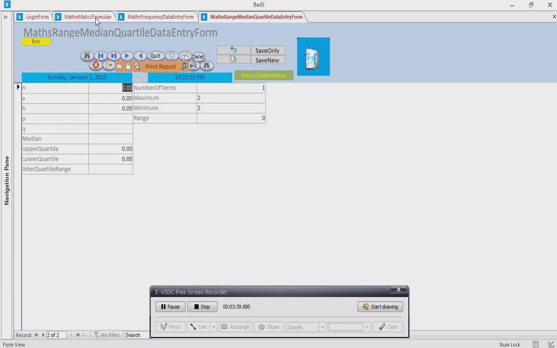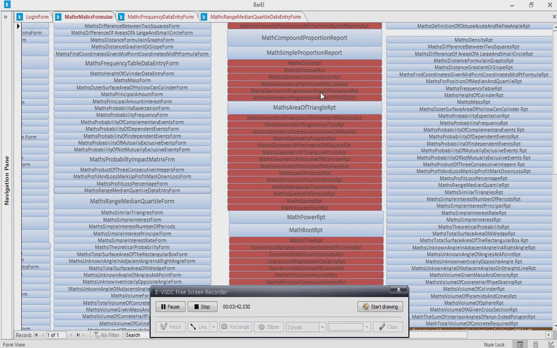Let us go to the report, math, median, and range.